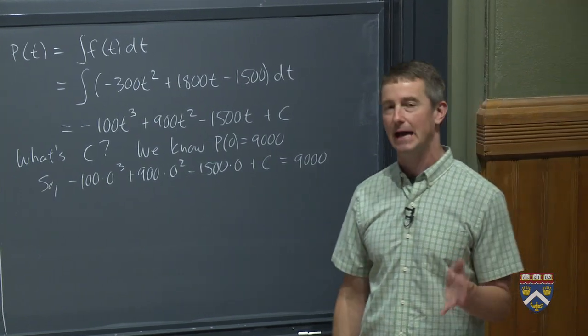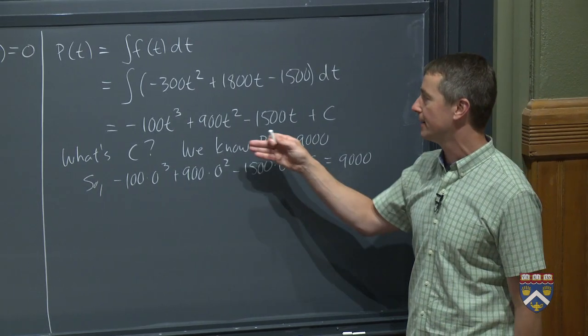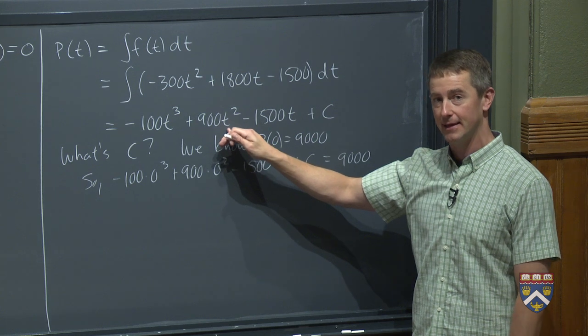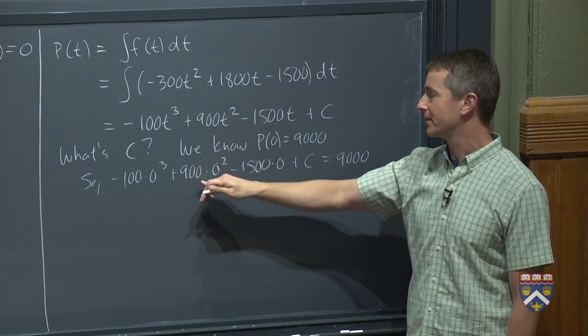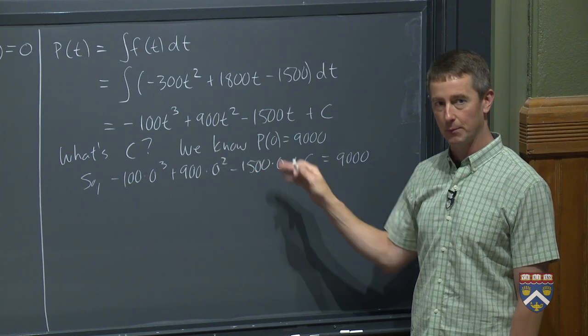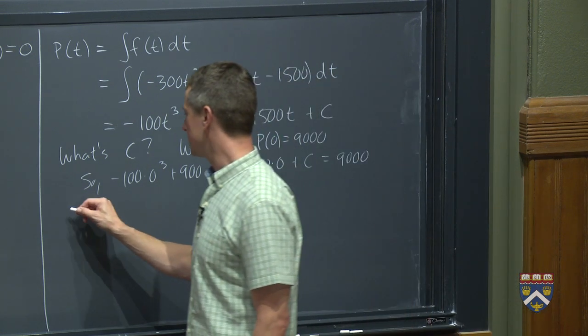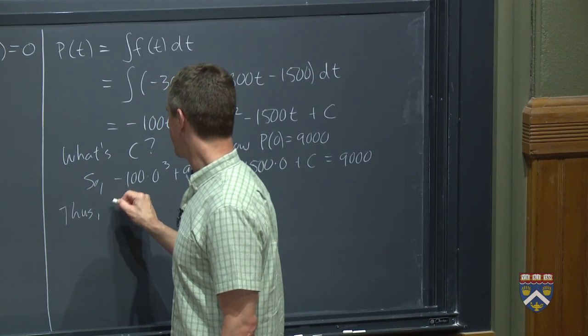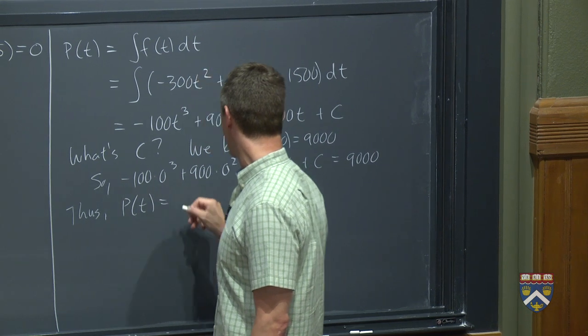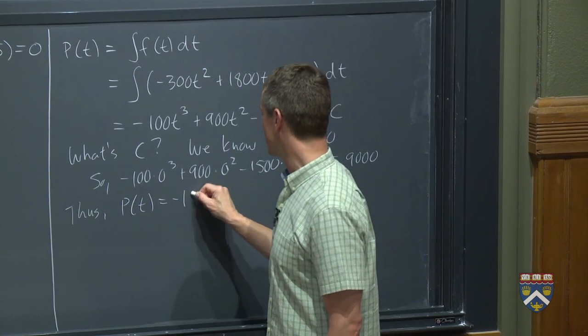But let's be careful. That's not always going to be the case. For example, if this had been 900 times e to the t, when we plugged in 0 here, we would have gotten 900 times 1, and then we would need to figure out what c was appropriately there. But this tells us that P of t, we now have the formula for the population at any time.